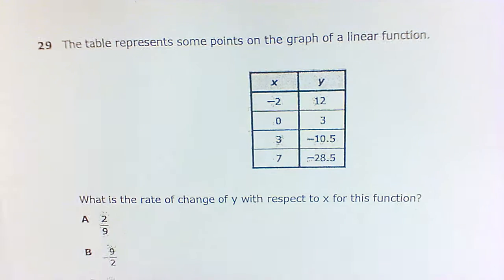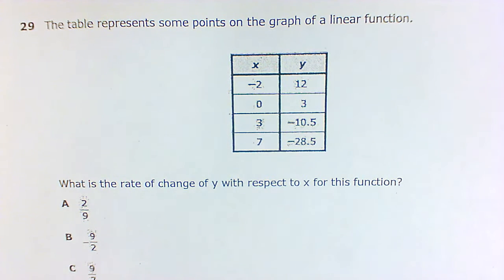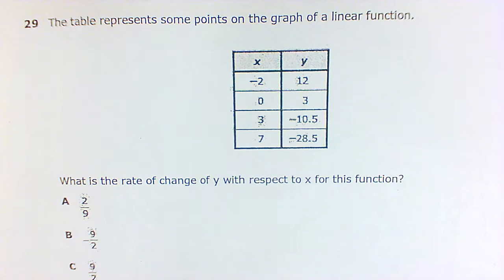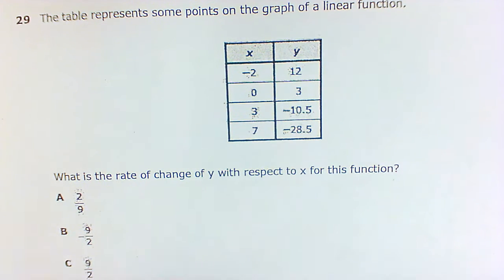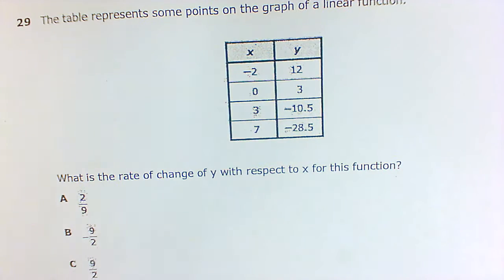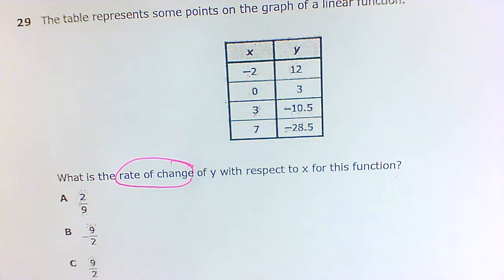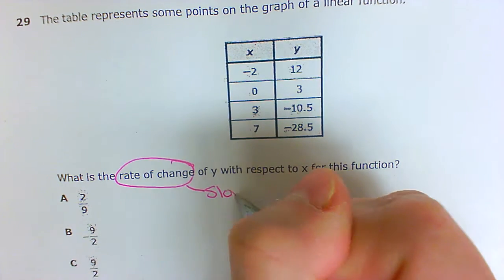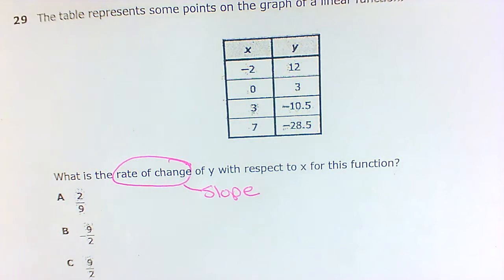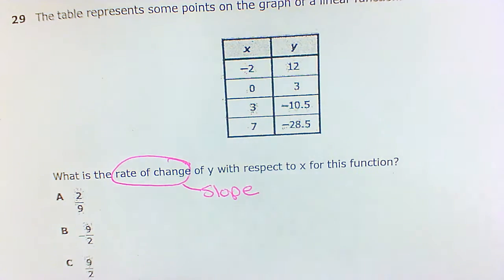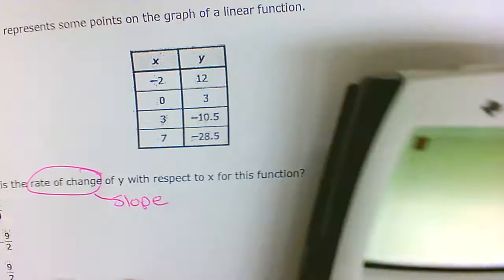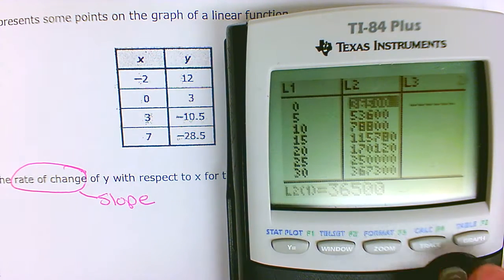Number 29. The table represents some points on the graph of a linear function. What is the rate of change of y with respect to x for this function? Okay, if you're staring at this question and you have no idea what to do, look at your vocabulary word. Rate of change. That means we are looking for slope. And anytime we've got points, either on a line or on a table or a list of points, and they need us to find the slope or the y-intercept, use your stat edit.